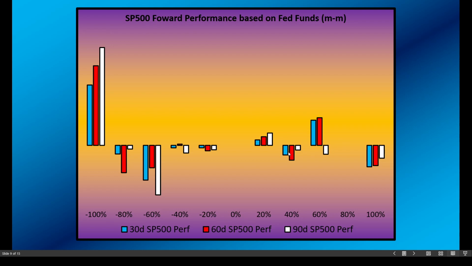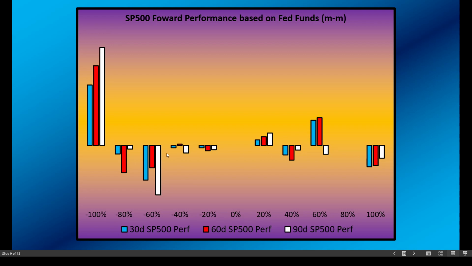But conversely, if the federal funds rate has increased by, let's say, 60%, under those circumstances, it means the Federal Reserve is raising rates because the economy is very hot. Lots of inflation. The stock market most likely has gone up a lot, and that coincides with stronger markets to follow. Now, if the Federal Reserve raises rates too quickly, that does lead to market sell-offs.